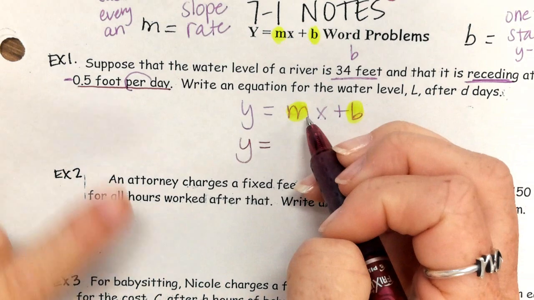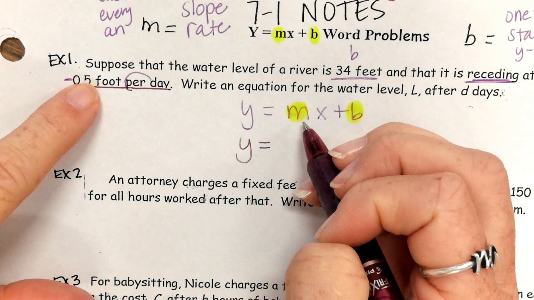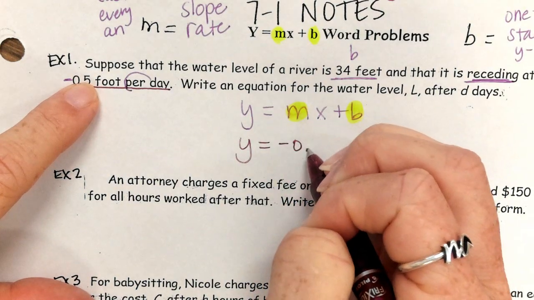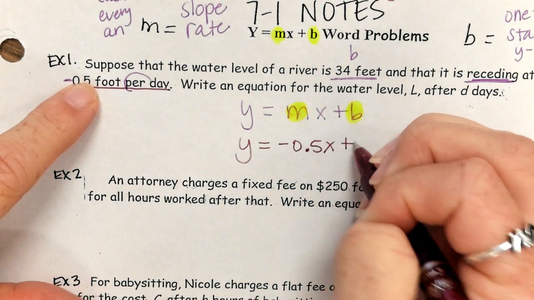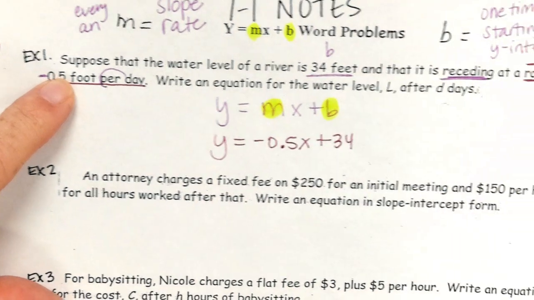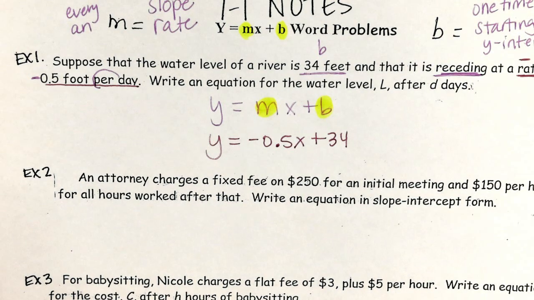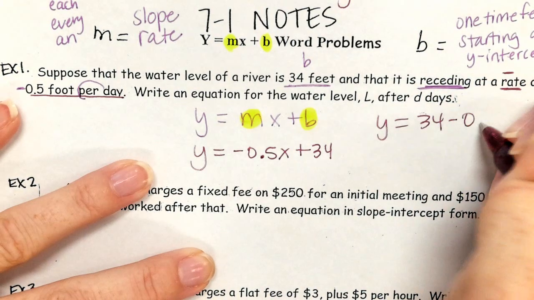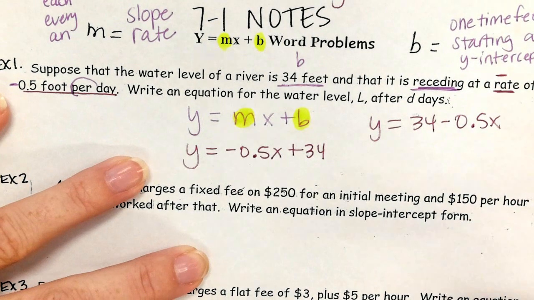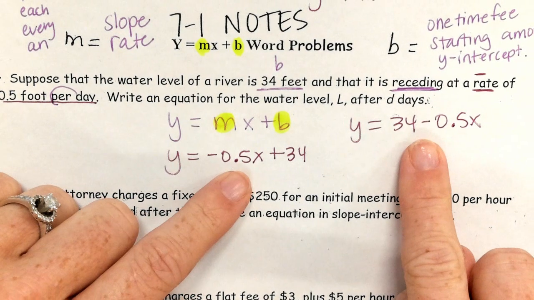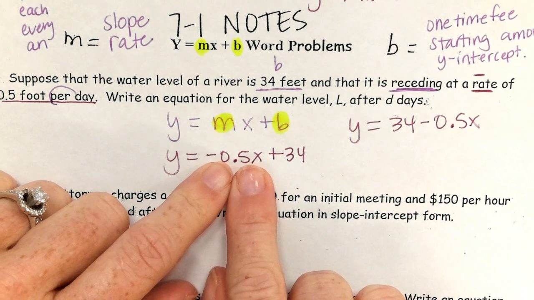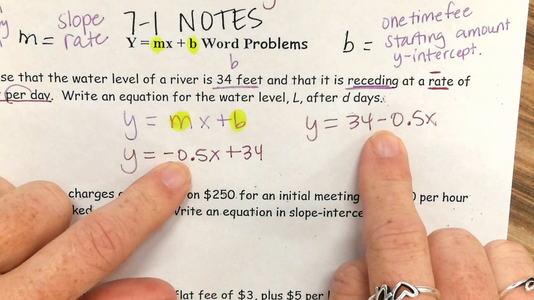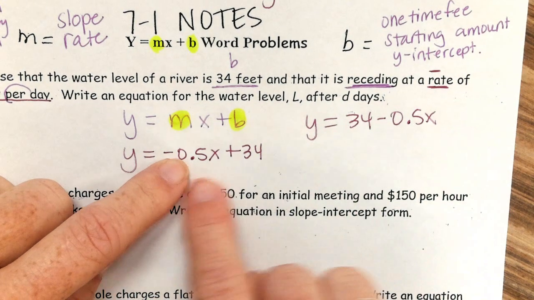Y equals, which number did we say was the rate? But it has to be negative. So y equals negative 0.5x plus 34. Now, could I have also written it y equals 34 minus 0.5x? Are these the exact same thing? This is in complete mx plus b form, where the rate comes first, but this means the same thing. So would I accept either answer?